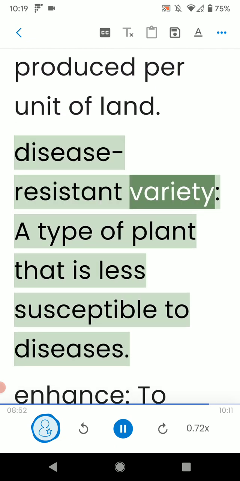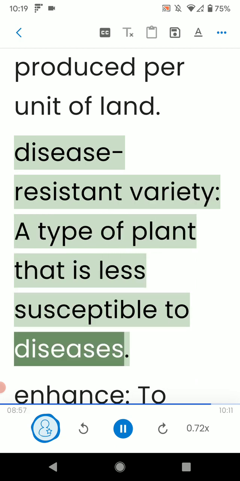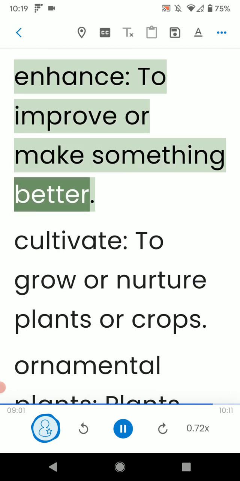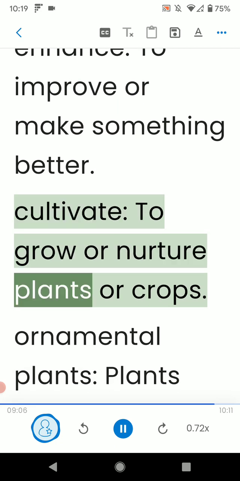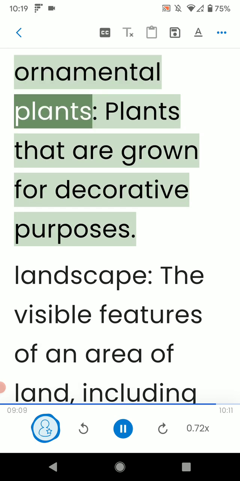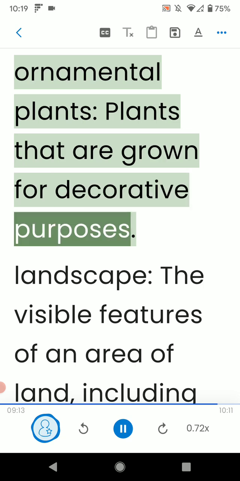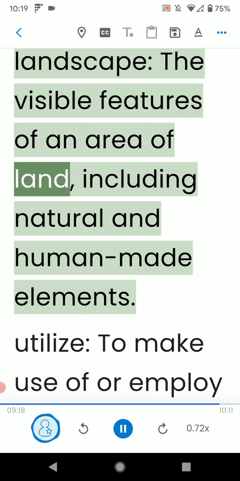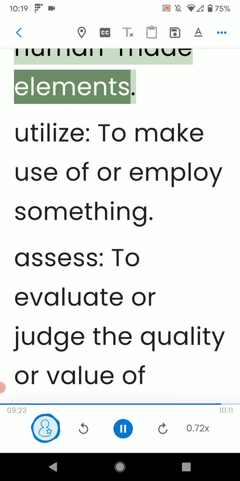Disease-resistant variety, a type of plant that is less susceptible to diseases. Enhance, to improve or make something better. Cultivate, to grow or nurture plants or crops. Ornamental plants, plants that are grown for decorative purposes. Landscape, the visible features of an area of land, including natural and human-made elements.